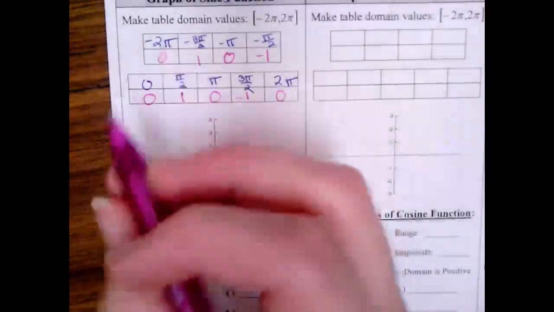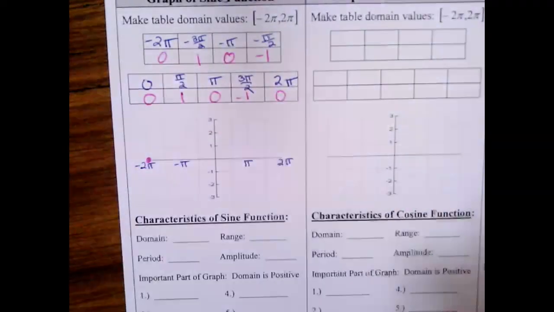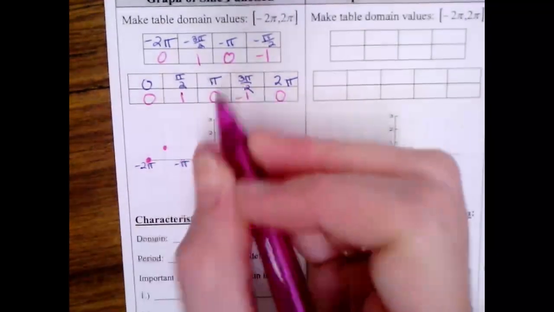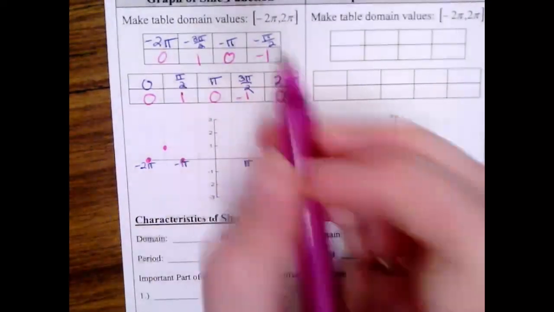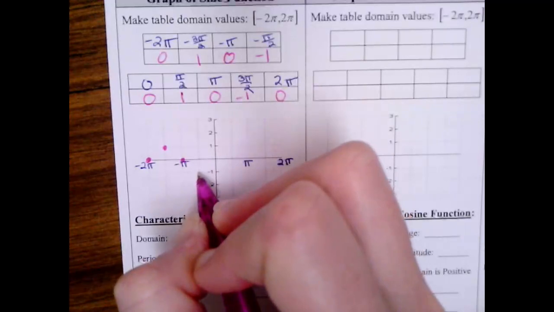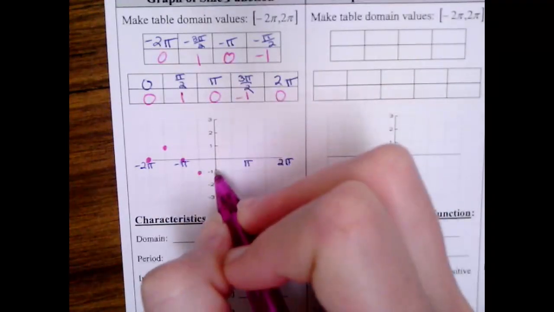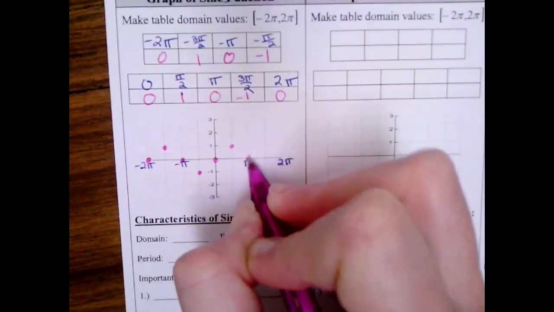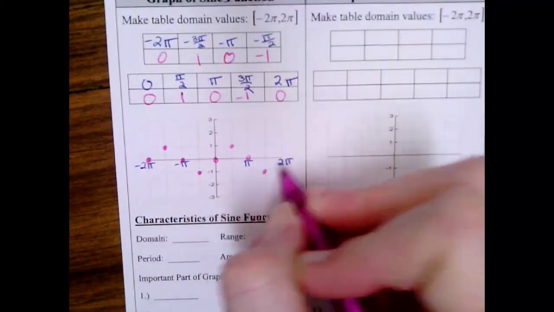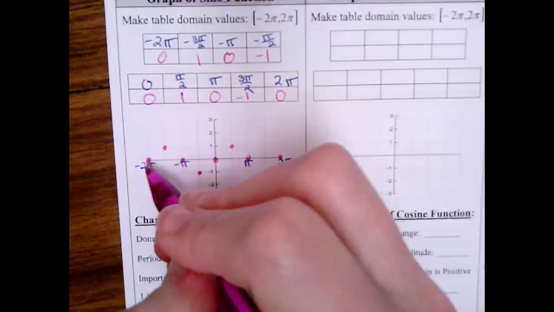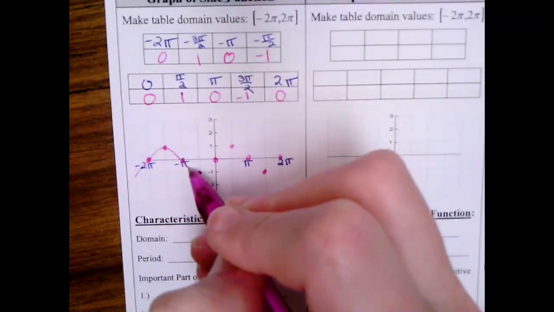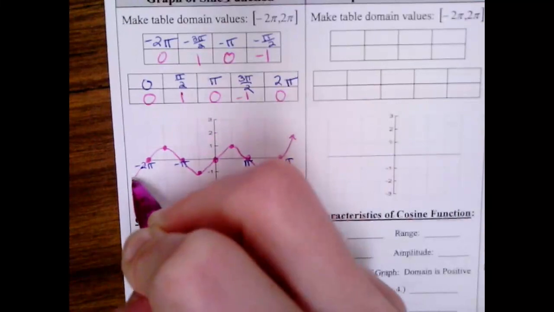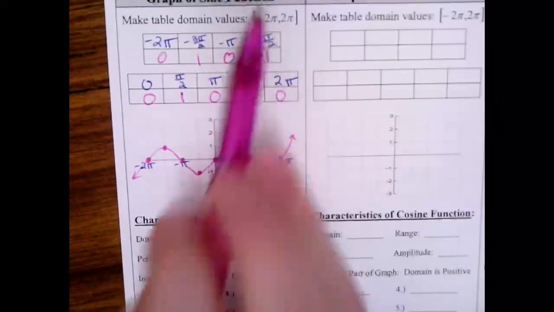All right, then we're going to graph. At negative 2 pi, you're at 0, so I'm going to put a 0 dot. Negative 3 pi over 2, you're at 1, so you go up. Negative pi, 0, negative pi over 2, negative 1. 0 is at 0, pi over 2 is up at 1, pi is at 0, 3 pi over 2 is down at negative 1, and 2 pi is at 0. Then we're going to graph and have a little extension at the ends because this is repeating. We're just graphing it from negative 2 pi to 2 pi.